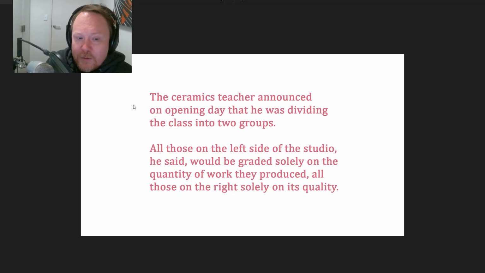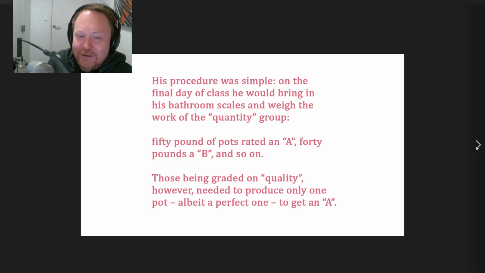So here's the quote. The ceramics teacher announced on the opening day that he was dividing the class into 2 groups. All of those on the left side of the studio, he said, would be graded solely on the quantity of the work that they produced. All of those on the right, solely on its quality. So the left-hand side would be on the quantity of work, and the right-hand side would be the quality. All right, so let's keep going here.